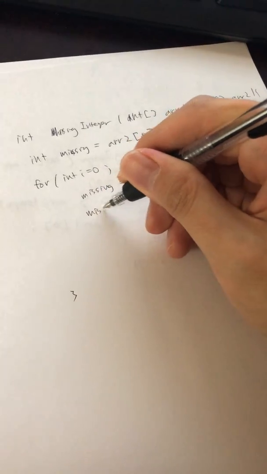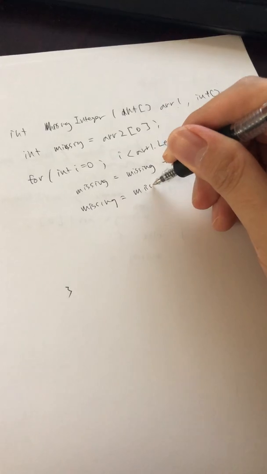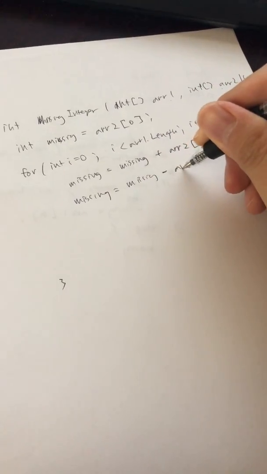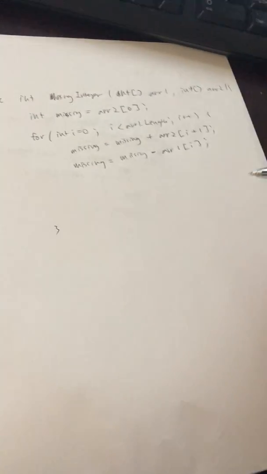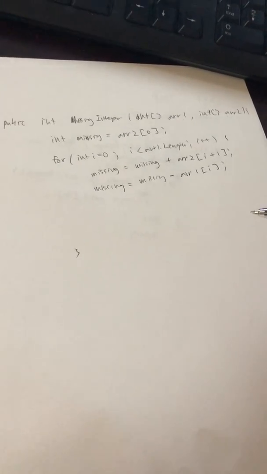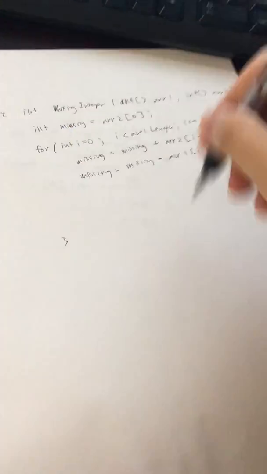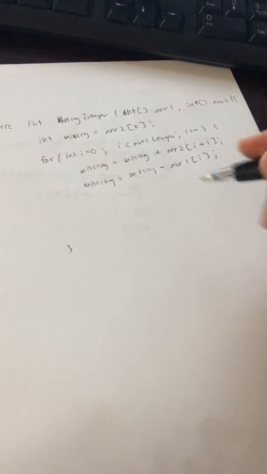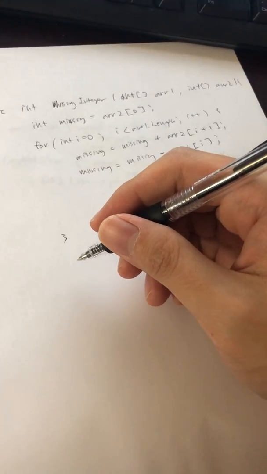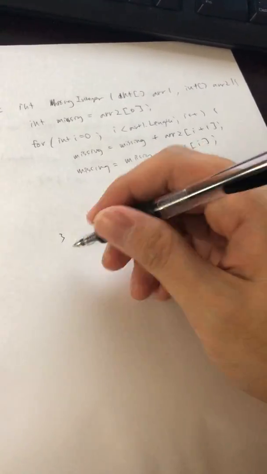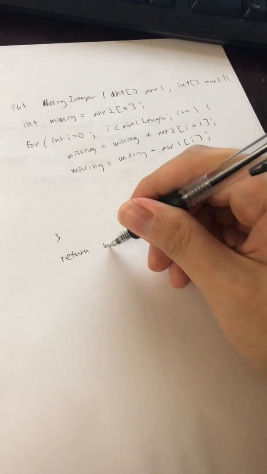And then I'm going to subtract: missing minus r1 at i. Right? So instead of having to do the separation at the end, I'm going to do it in the for loop. So once it comes out of the for loop, missing will be the value of that missing integer. So I'm just going to return missing.